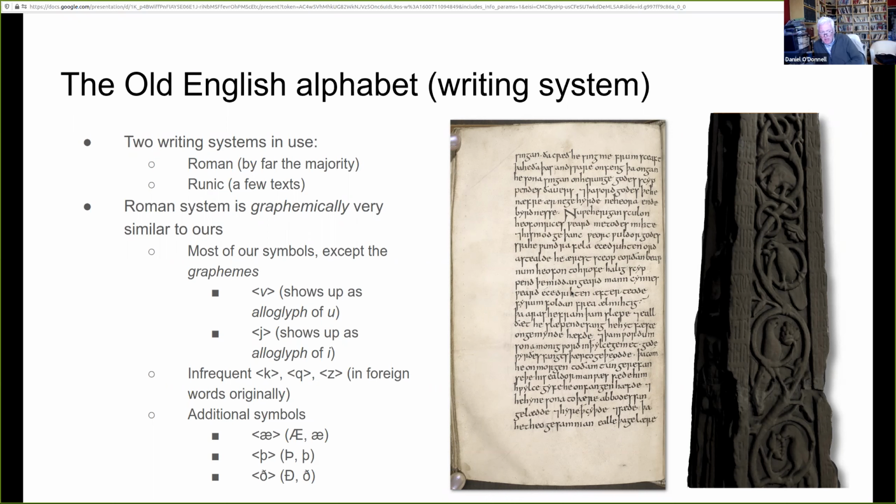They do use K, Q, and Z, mostly in foreign words. And as the period goes on, especially in the very late Old English period, you start seeing K show up instead of C where we would say K. And then they have three additional symbols, which I pointed to last time: ash, thorn, and eth. And I should say, by the way, things in pointed brackets are graphemes. We use pointed brackets to indicate I'm talking about the system of spelling, not how they look in the manuscript.